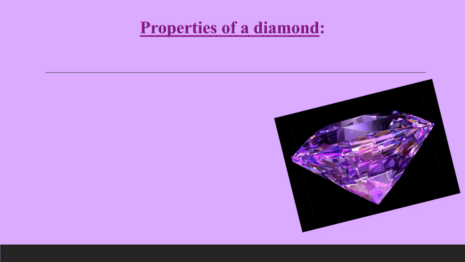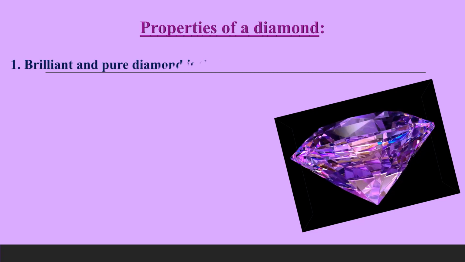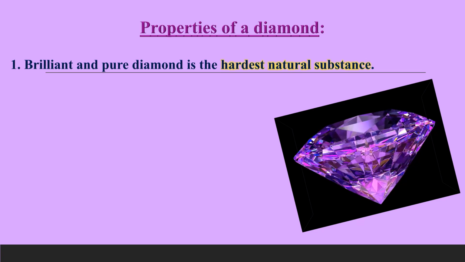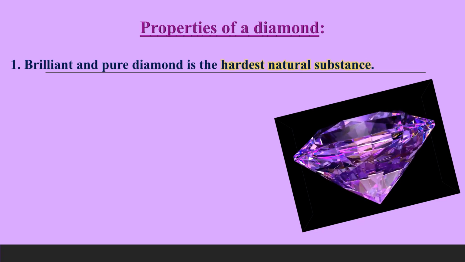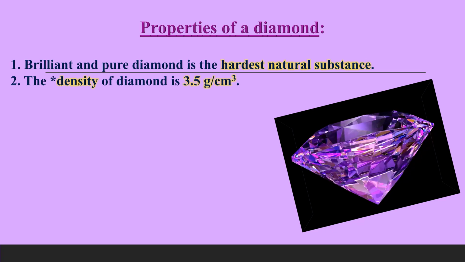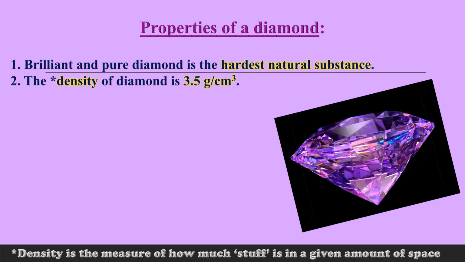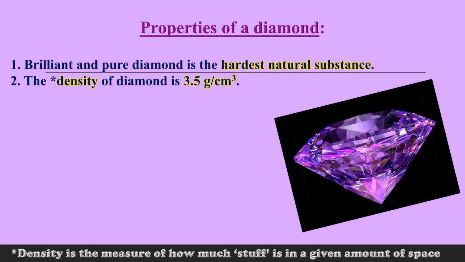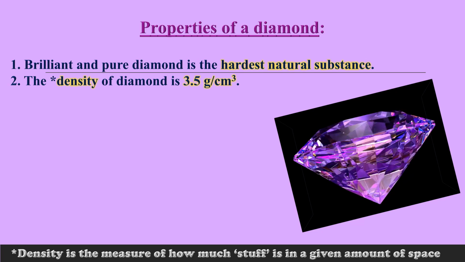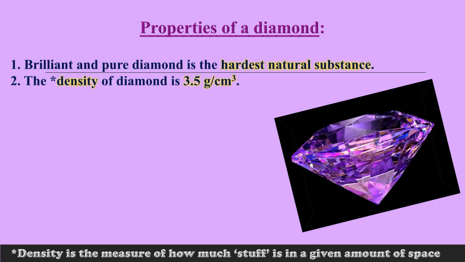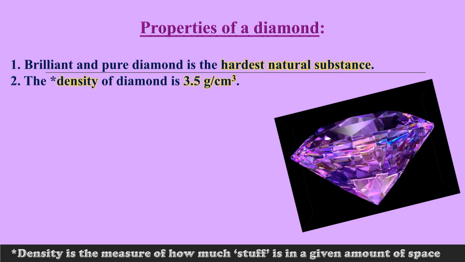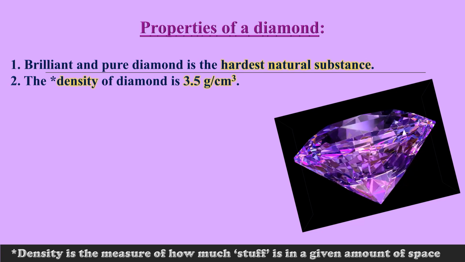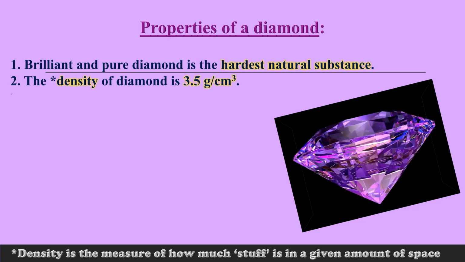Properties of a diamond. Brilliant and pure diamond is the hardest natural substance. Second property, the density of diamond is 3.5 gram per centimeter cube. Density means how thick it is. It is a measure of how much stuff is in a given amount of space. So diamond density is very high, 3.5 gram per centimeter cube.